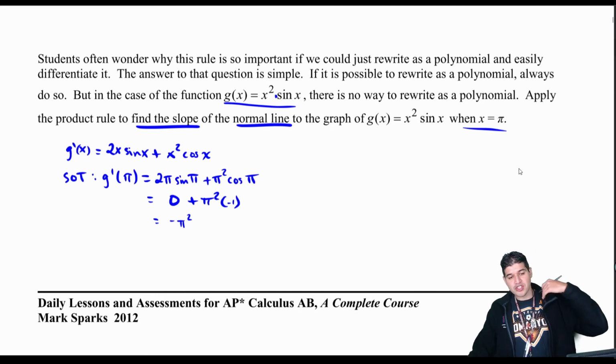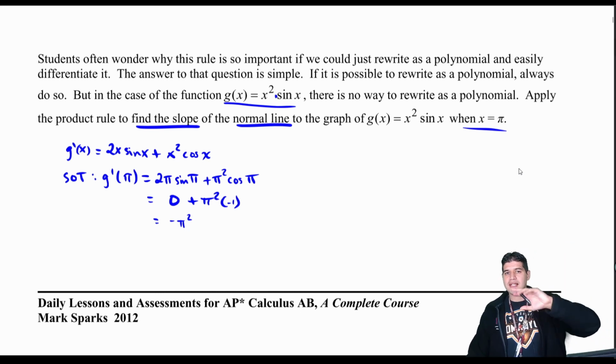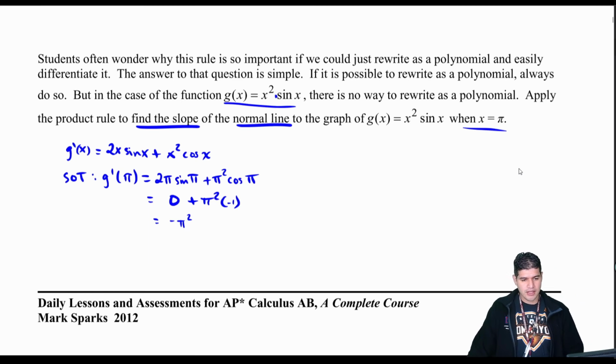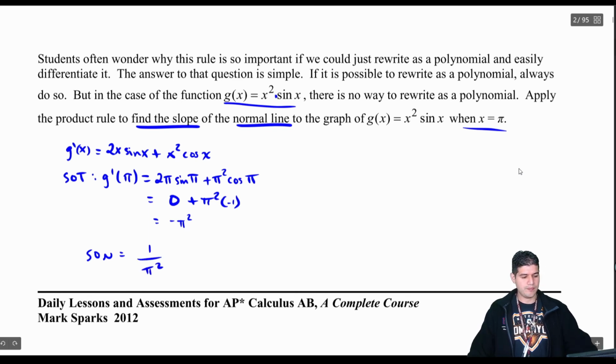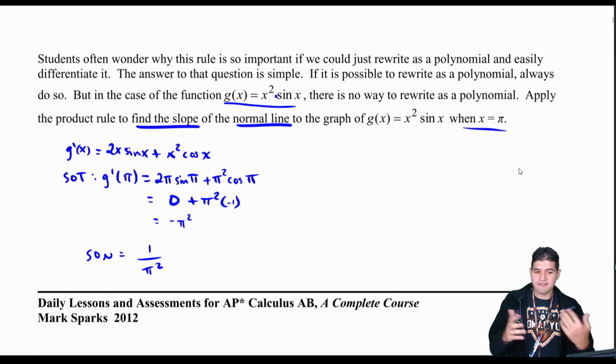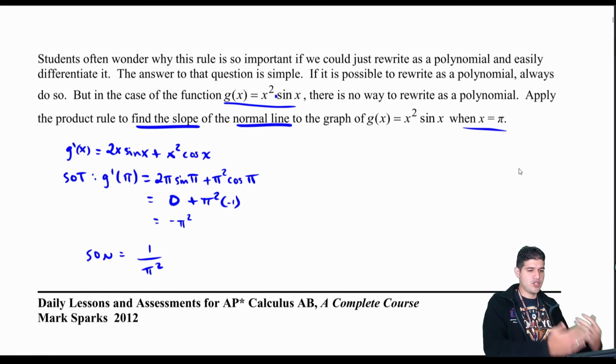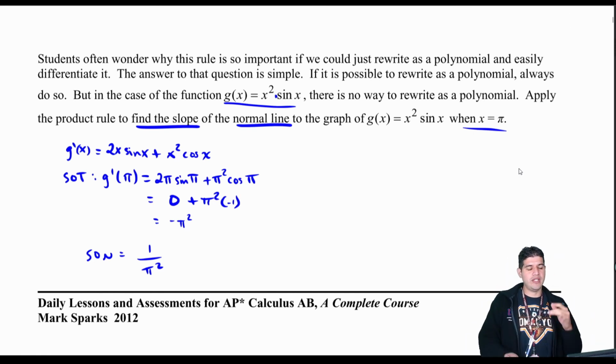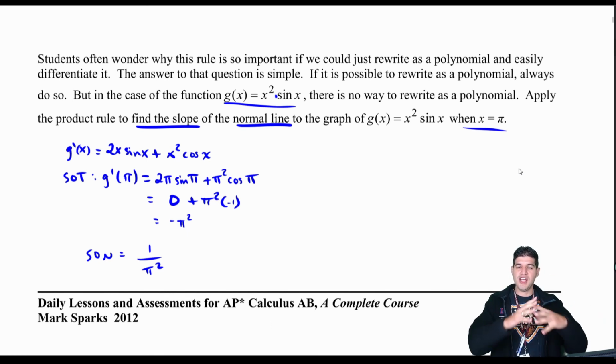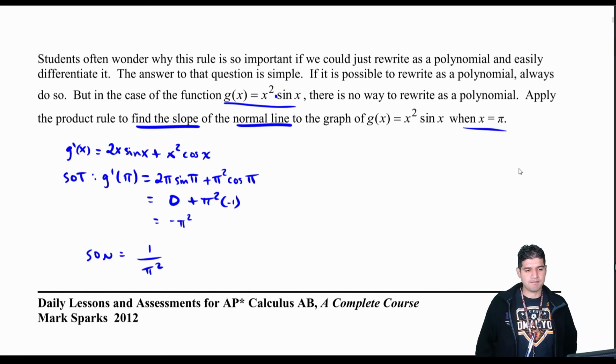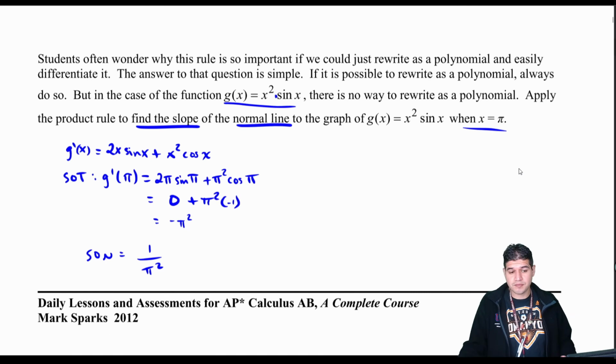So if I want the slope of the normal line, that's going to be the negative reciprocal. So the slope of the normal line is going to be the negative reciprocal, so 1 over pi squared. And that's going to be our final answer for the slope of the normal line. That's all we need to find. We didn't need to find the full equation for that normal line here, but we could if we wanted to.